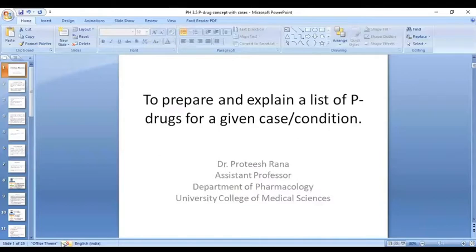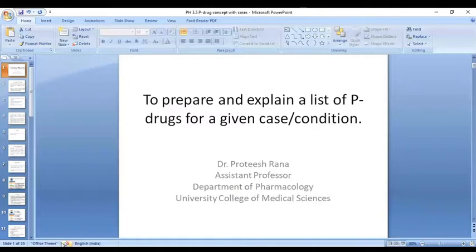Such a drug, with which you are familiar or which you tend to prescribe more, you have more knowledge about that particular drug also, and you are more versed with the dosage, the side effects, the mechanism, and the expected outcome with that drug. Such a drug is known as P drug or P medicine, right?